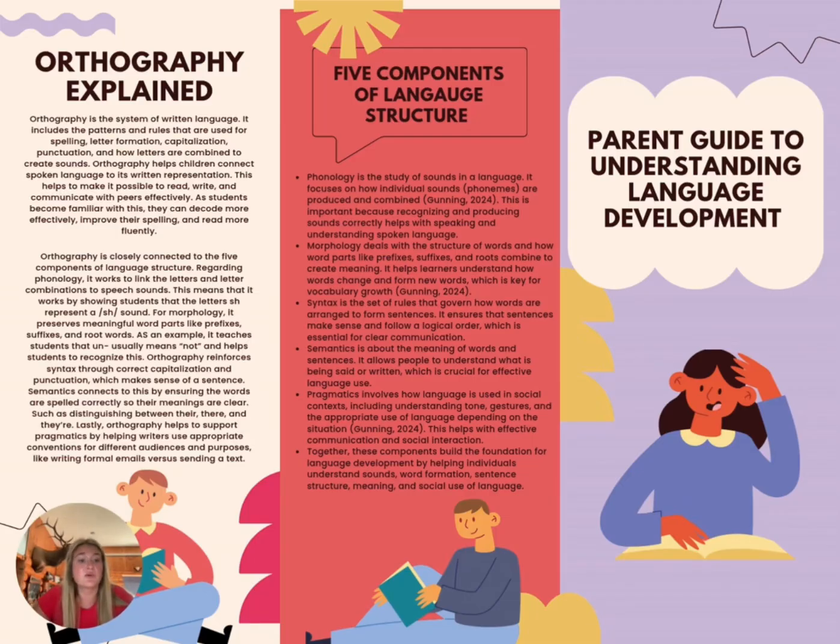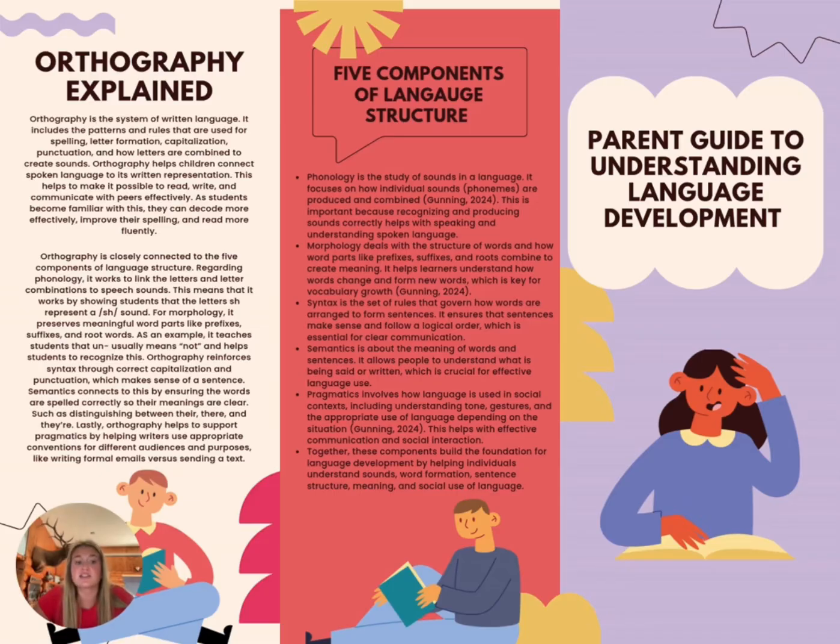Semantics deals with the meaning of words in sentences. So this helps us understand what someone is actually saying or writing, which is key for effective language use and comprehension. And then finally, pragmatics is about how we use language in social situations.